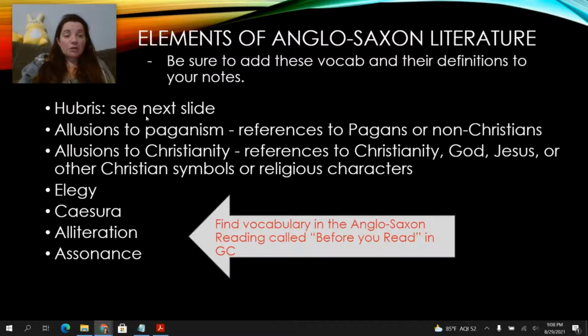And you can see the definition for hubris on the next slide in this slideshow, if you're not familiar with that term. We're also going to be looking for, in Anglo-Saxon literature, allusions to paganism and allusions to Christianity. Now, allusion is another word for a reference. So we're going to be looking for references to pagans or non-Christians.